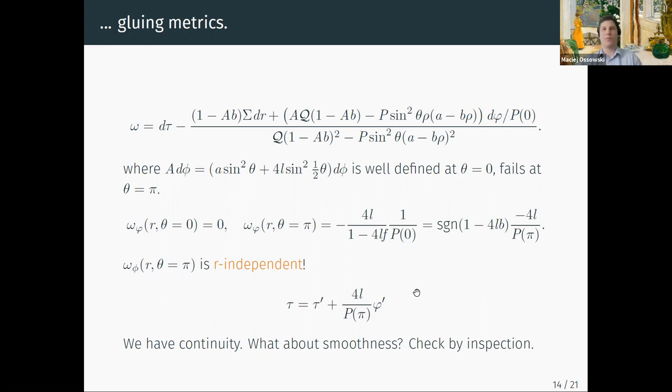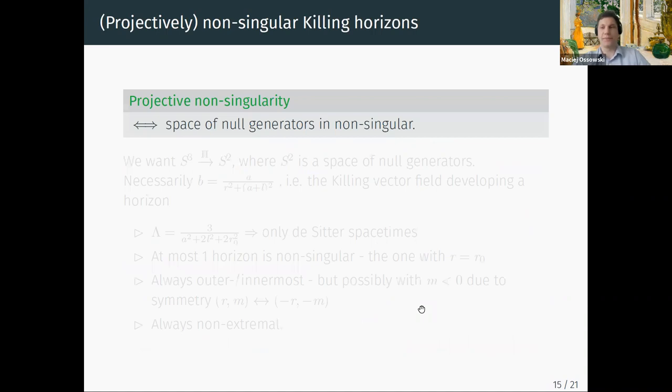When we do physics, we usually want much more than continuity. So we ask about smoothness, and we do it simply by inspecting the suspicious parts of this metric by hand, and then we can see that they are actually smooth. So that's nice. Something can also be said about the horizons.